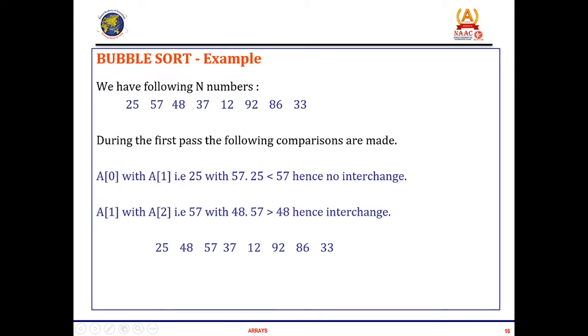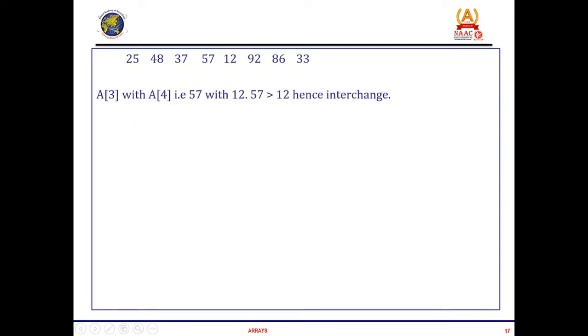Then what you do is, once this 57 is swapped with 48, now you compare this 57 with 37. Actually, you are trying to compare a of 2 with a of 3. 57 with 37. Since 57 is greater than 37, you are going to swap it and then you get elements like this. Then further, you compare 57 with 12. It is greater, so you swap.